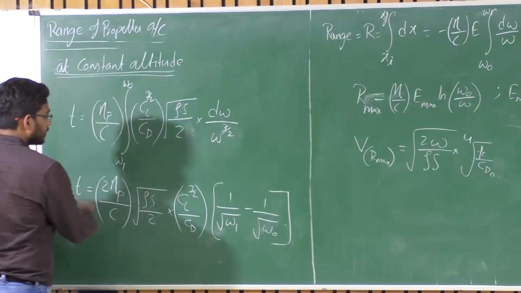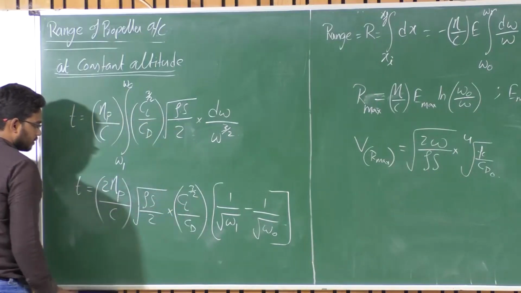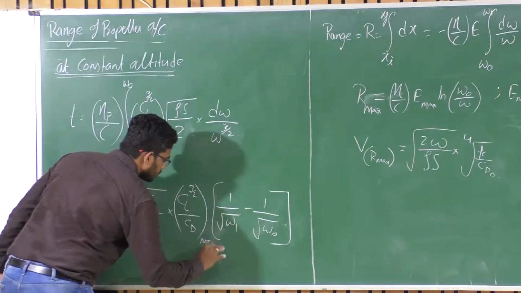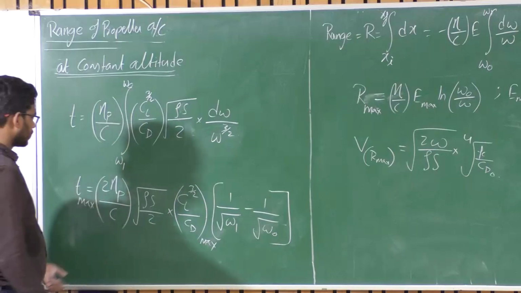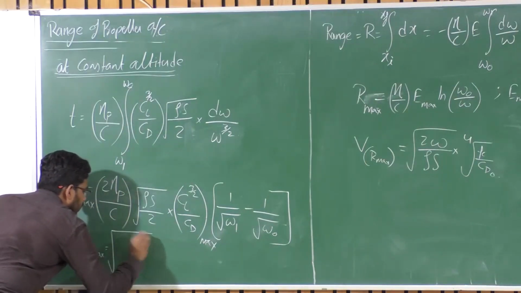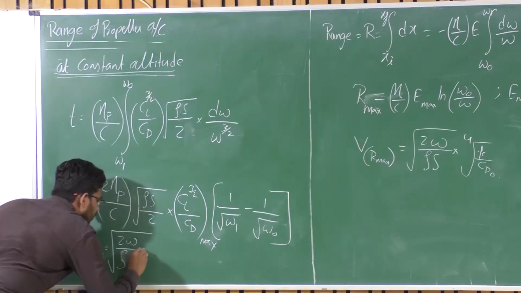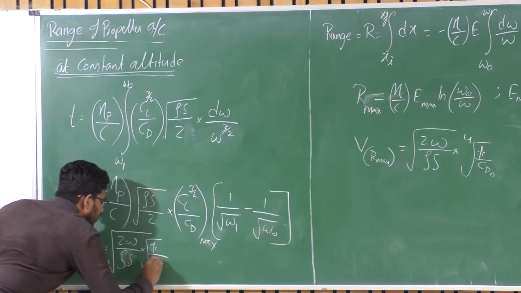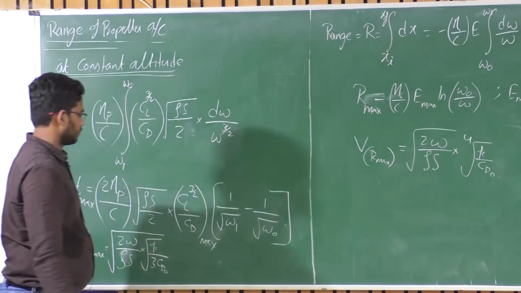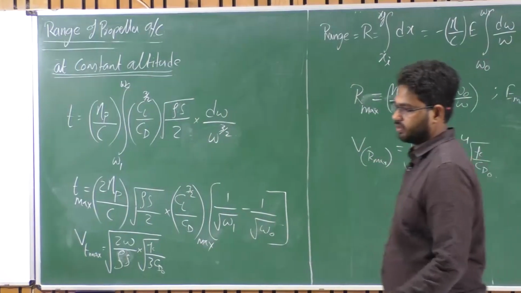Okay. So when can this be maximum? At a constant altitude, this can be maximum when CL power 3 by 2 by CD is maximum. And the corresponding velocity for T max is equal to root over 2W by rho s times root over k upon 3 CD naught, in meters per second. This is the corresponding velocity that you have to maintain.